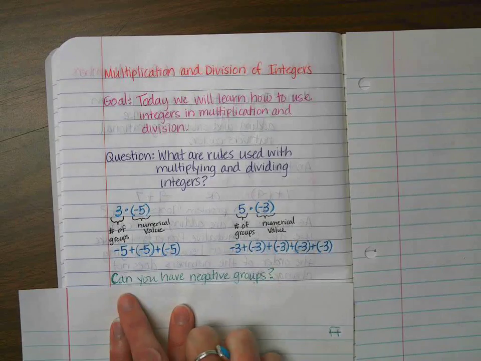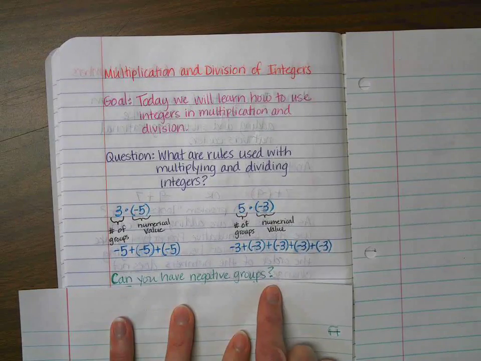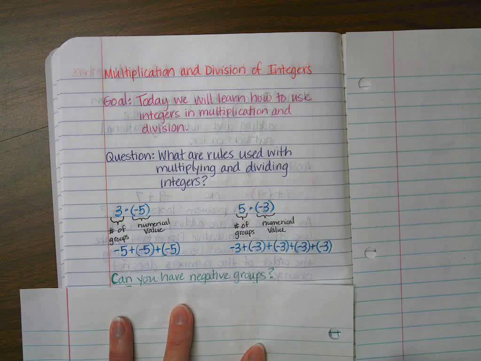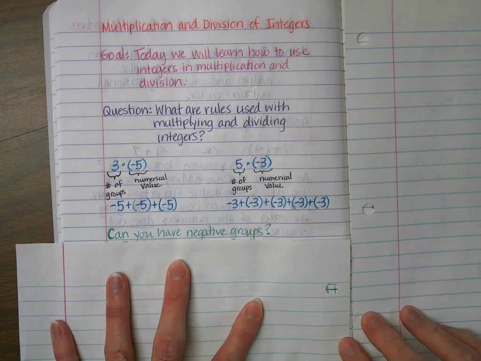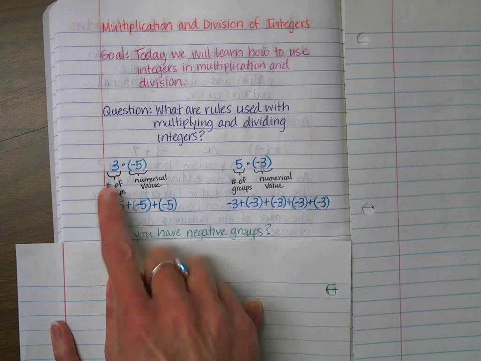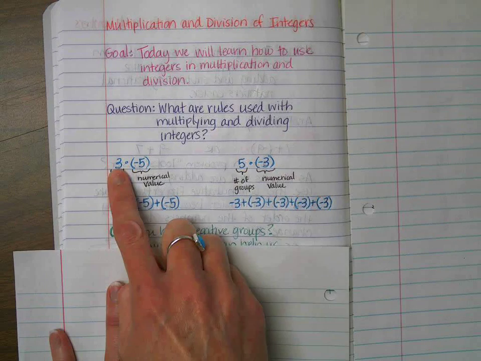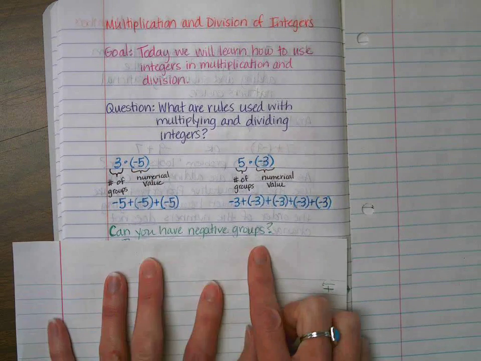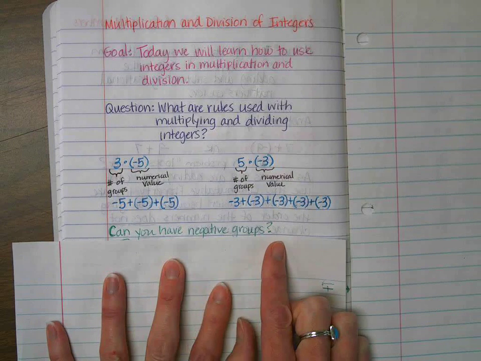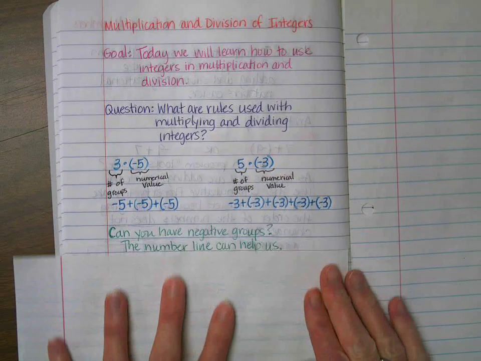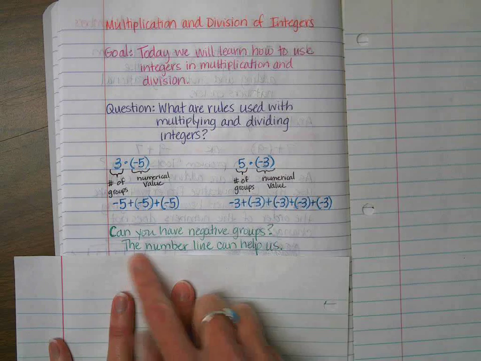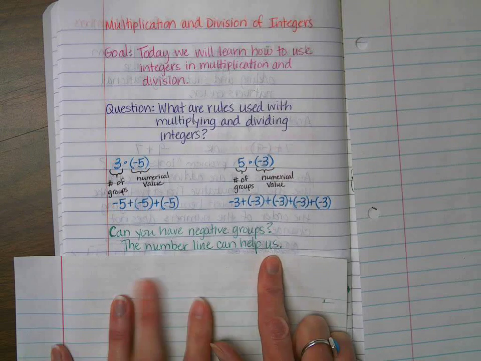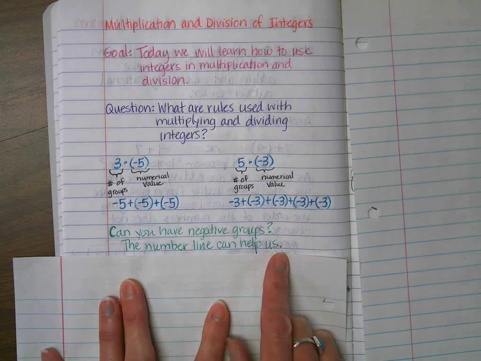So the question I want you to think about is, can you have negative groups? All right. And I'm pretty sure all of you would say yes, because you've seen on the paper where it has said negative 3 times 5, right? So there has to be a way that we can deal with negative groups. And the way that we do that is we use the number line. The number line can help us.